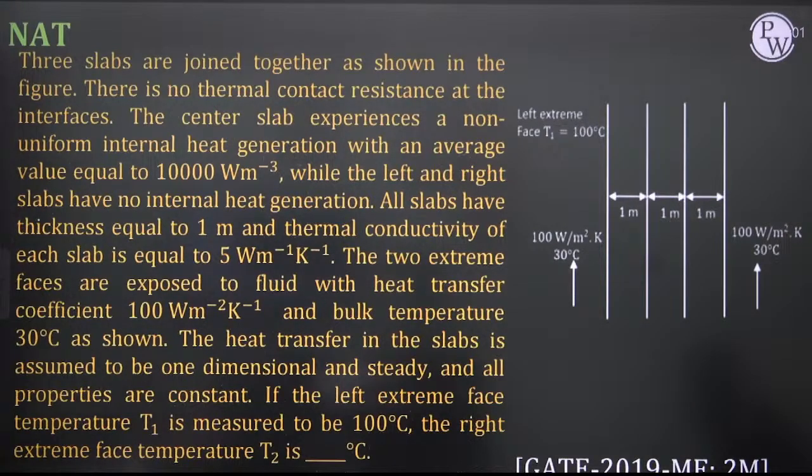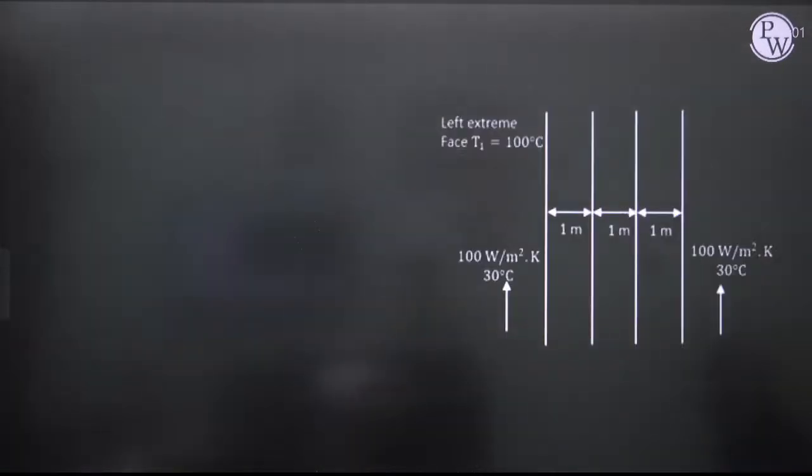Now first tell me, is this problem a symmetric problem or not? There are 3 slabs, slab 1, slab 2, slab 3, and in the mid slab there is a non-uniform internal heat generation, and the average value of heat generation is mentioned, that is 10,000 watt per meter cube. Is this a symmetric problem or not? The answer is, this is not a symmetric problem.